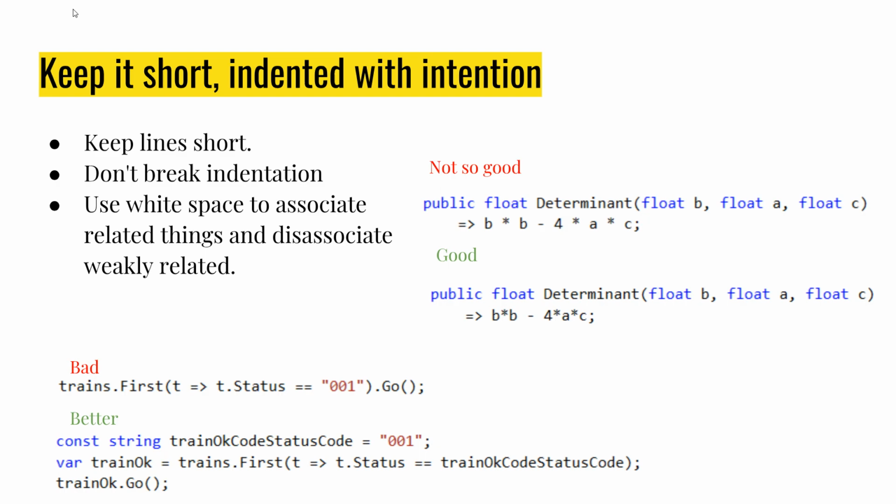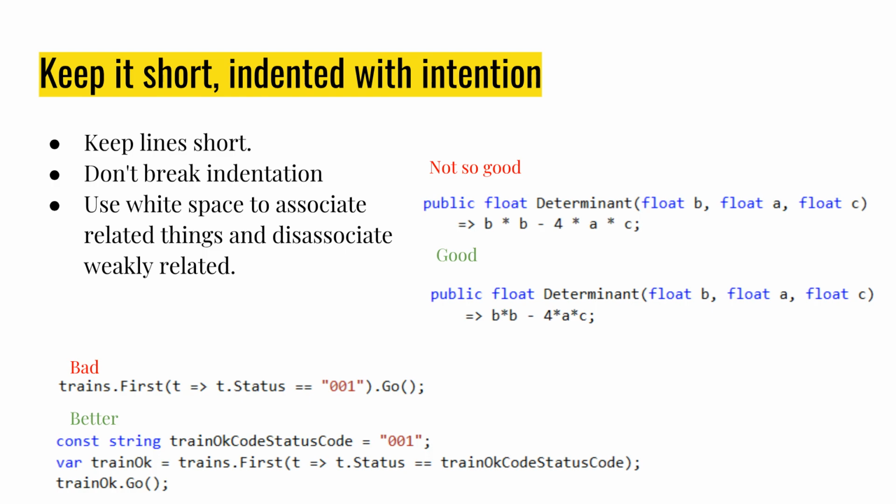We get first train, which has a status 0, 0, 1, and then that train goes somewhere. What is a status 0, 0, 1? Okay, it's a train OK status, because we see that in the example of refactored function line. And so a train with status code 001 is a train which is OK. So an OK train, we get an OK train first, and then OK train goes somewhere.